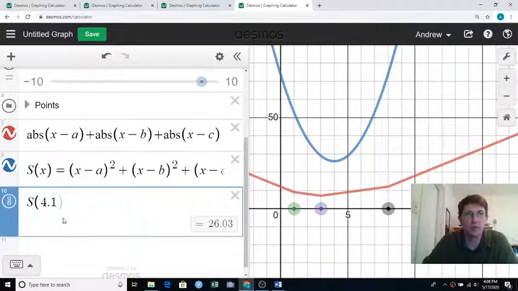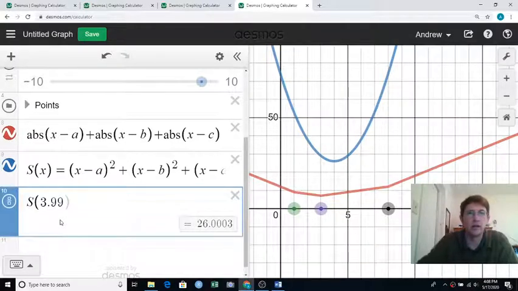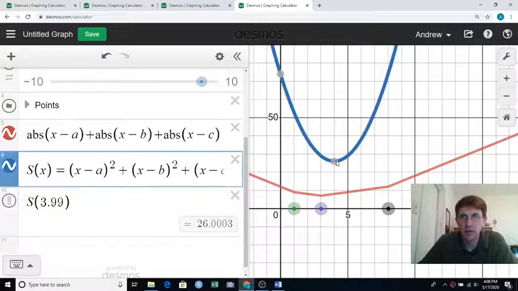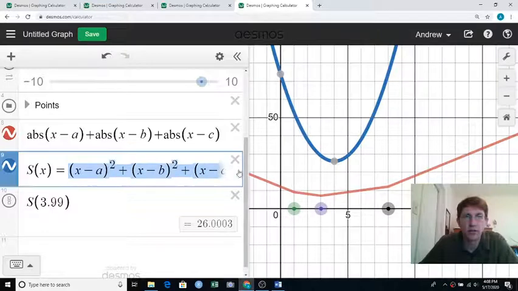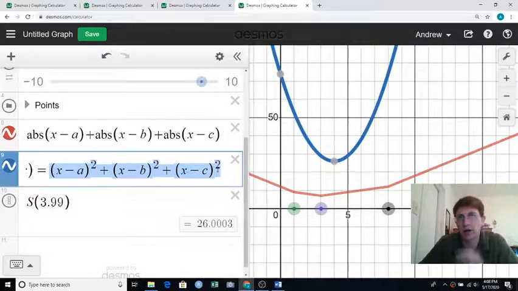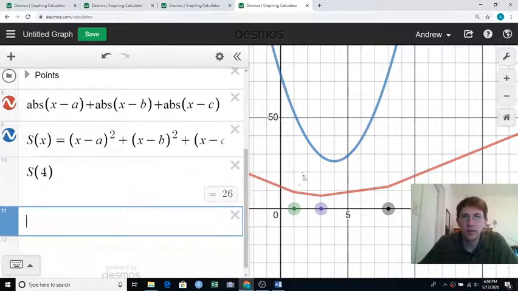There's no reason this has to be integers. You can use 4.1 or 3.99, but it seems like the minimum is here at x equals 4. And you could use calculus to take the derivative of this. It's not so hard. You just do the power rule and a really easy chain rule and a little bit of simplification and find where the minimum is. It turns out it's at 4. And the minimum of the sum of absolute distances is at 3.